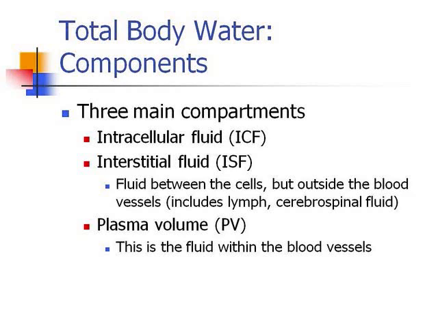There are three main compartments or components of total body water. The first is intracellular fluid. That is the fluid within the cells. The second is interstitial fluid, and that's the fluid between the cells. It's outside the blood vessels. It's between the cells, the tissues, and the organs. And this includes the lymph and the cerebrospinal fluid.